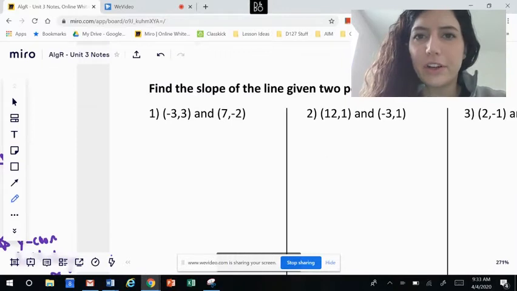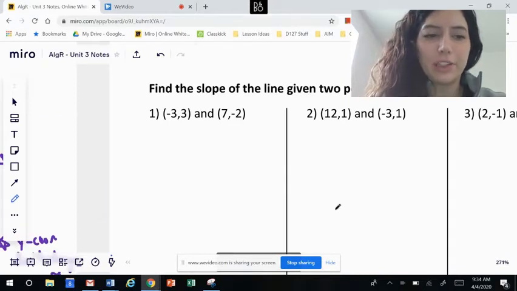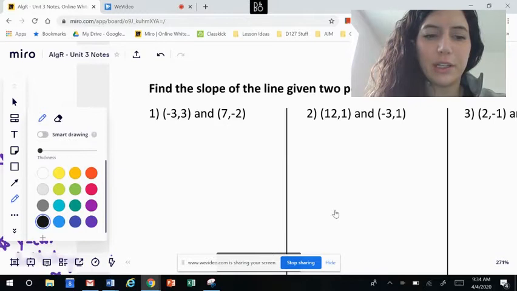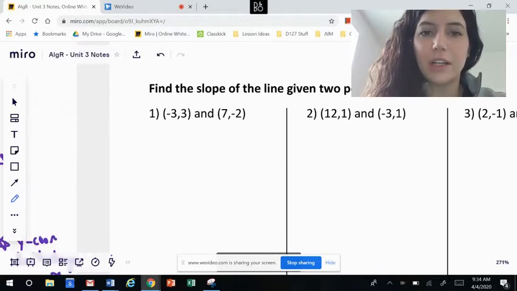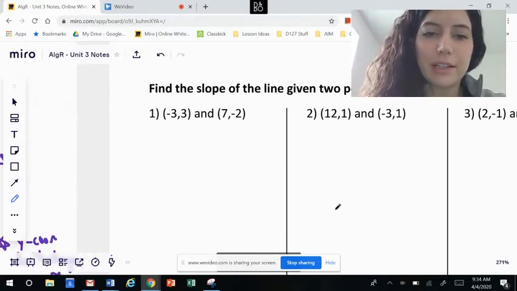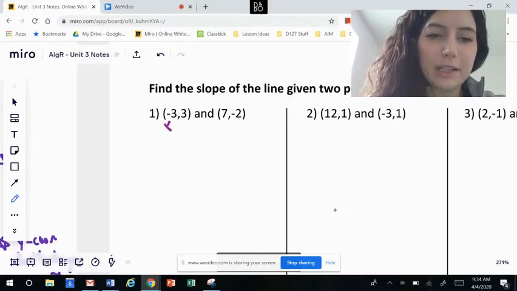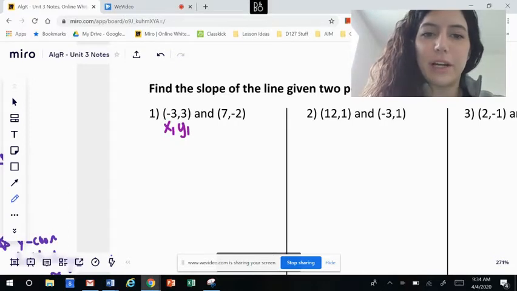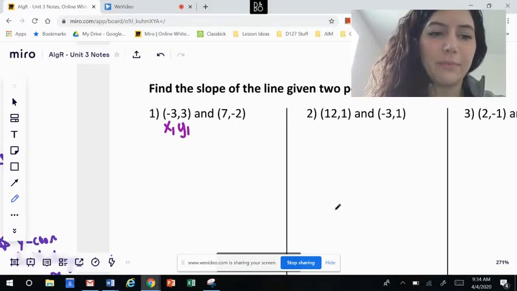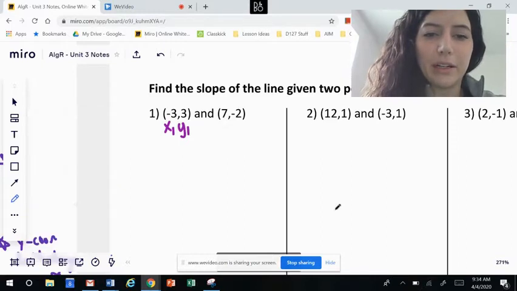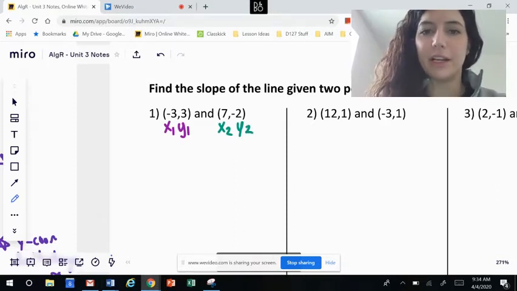Okay, so we're going to get started on our first example, number 1, and the directions say to find the slope of the line given 2 points. So like I mentioned, the first thing we're going to want to do is label our ordered pairs. So my first ordered pair has an x and a y, so I'm going to label those x1 and y1. So x and y, and they're from the first ordered pair, so they have a 1. Then my second ordered pair is going to be x2, y2. My second ordered pair, so the x and y get a 2.